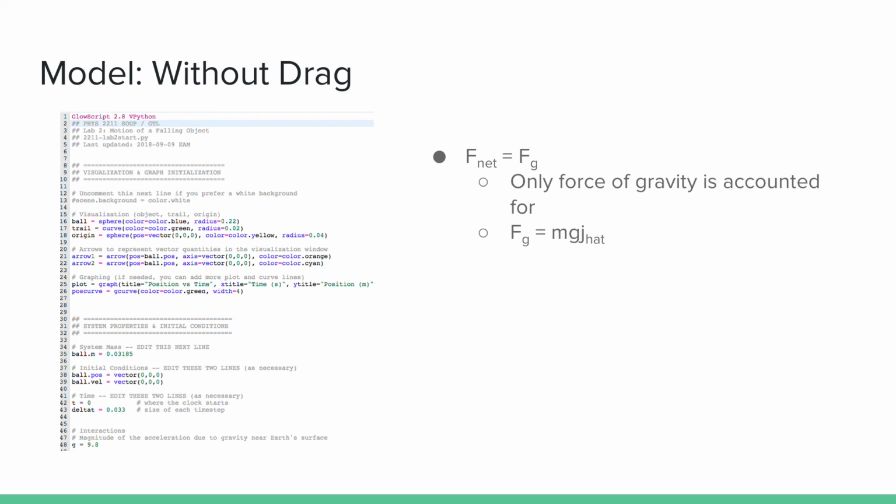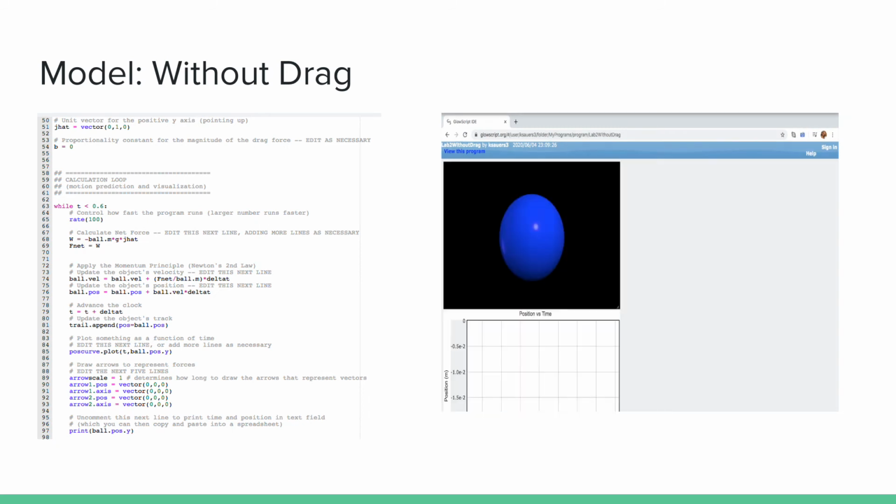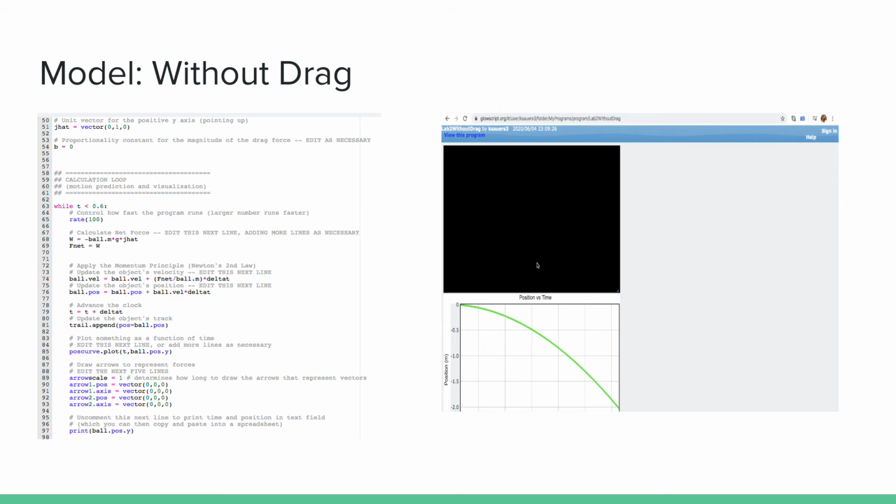For the code without drag incorporated, only the force of gravity is accounted for using the formula mass times gravity times j hat, so the net force is only equal to that of the gravitational force. Once again, you can see the computational output produced by the code that neglected drag.